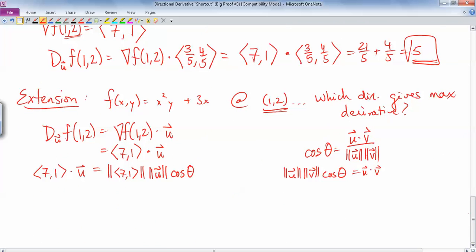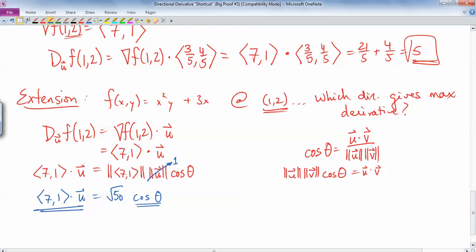Well, u is a unit vector no matter what, so this is 1. The magnitude of 7, 1 will be root 50. So 7, 1 dot u equals root 50 times cosine theta. Well, if you think about how I get the maximum, this is the derivative right here, and the question is how do I get the maximum value of that? Well, that's going to happen when cos theta is 1.